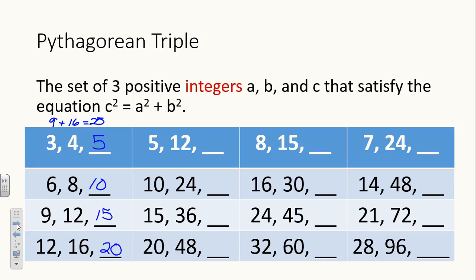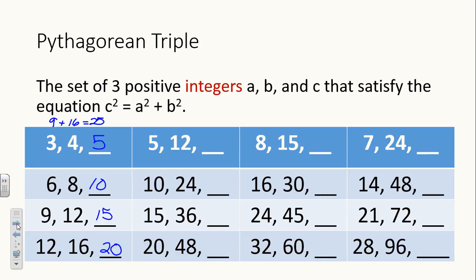If you can recognize these triples, it can save you a lot of work. Okay? Anytime you see 3 and 4 as legs of a right triangle, you know the hypotenuse has to be a 5. If you see 9 and 12 as 2 legs, the hypotenuse has to be 15. If you see the hypotenuse of a right triangle as 20 and one of the legs is 16, the other leg has to be 12. So it can save you some work. Make sense? Okay, so let's look at the next one.